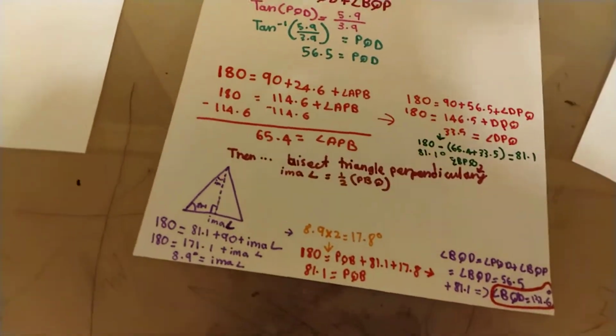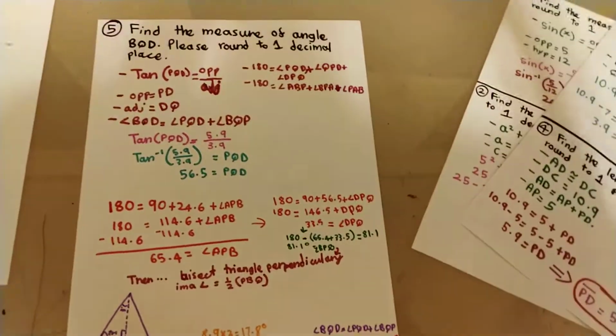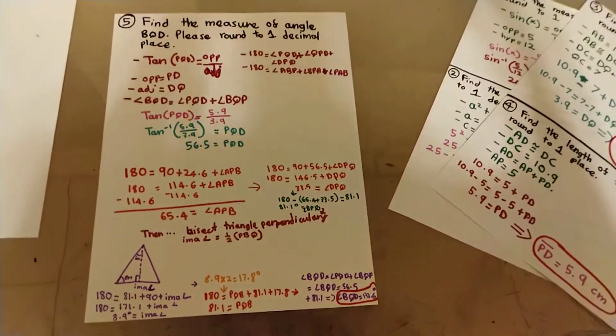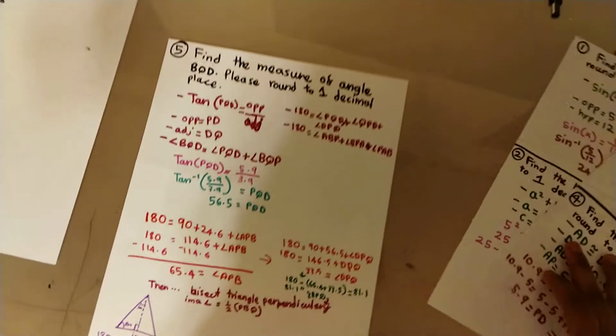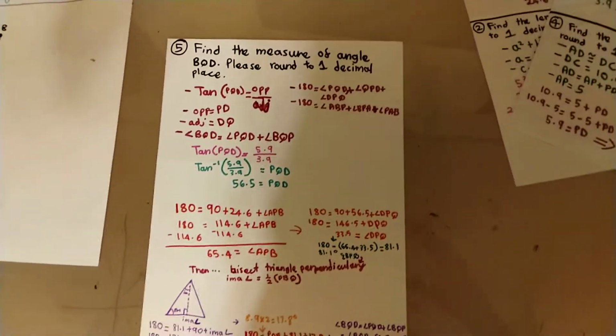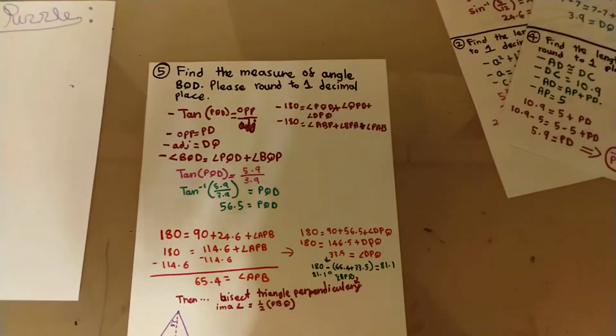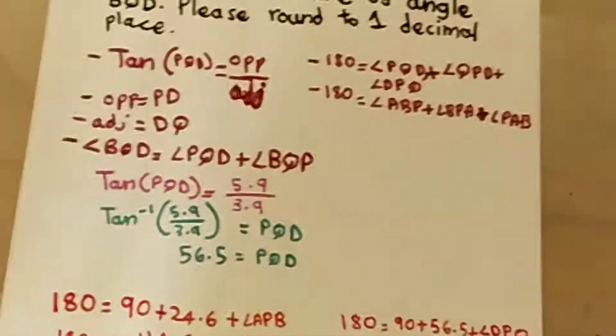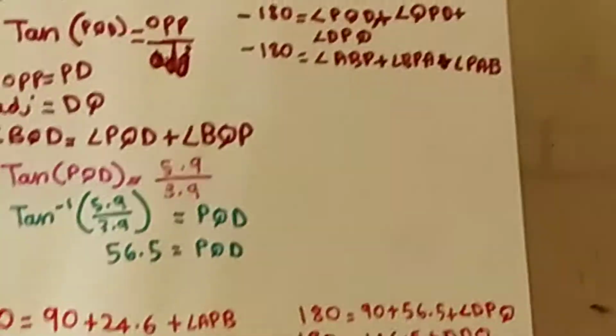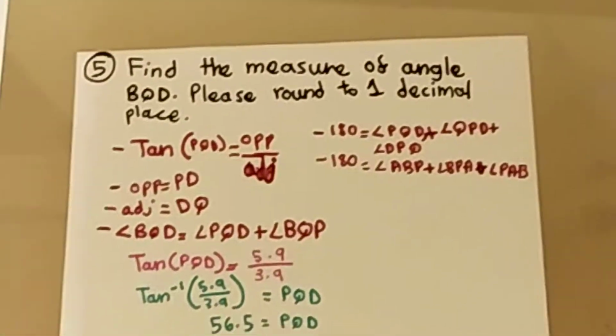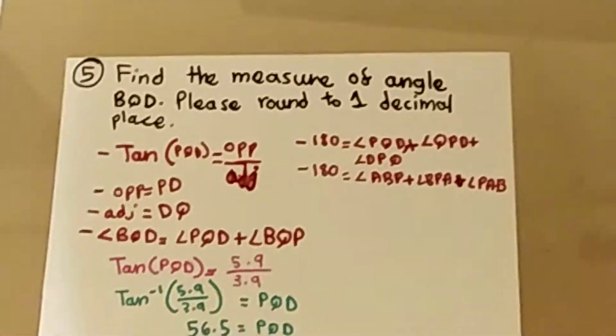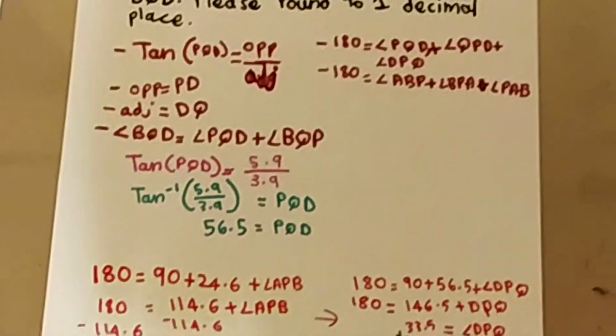And now here we are in the trickiest and hardest of these problems. It was difficult because it was tricky. And here's how I did it. I put a lot of given information here and I used it. Anyway, here's the problem. Find the measure of angle BQD, and you have to round to 1 decimal place.